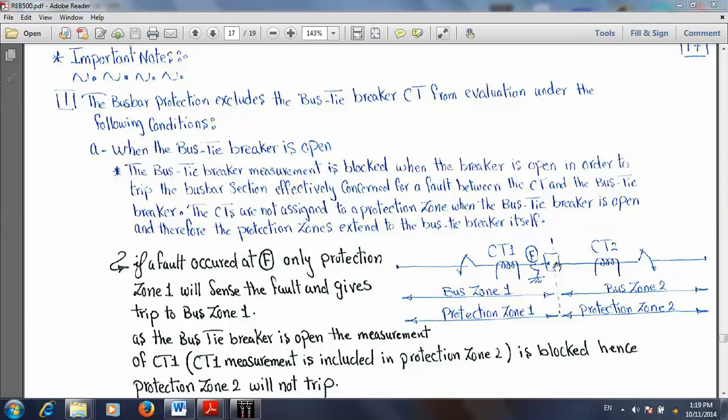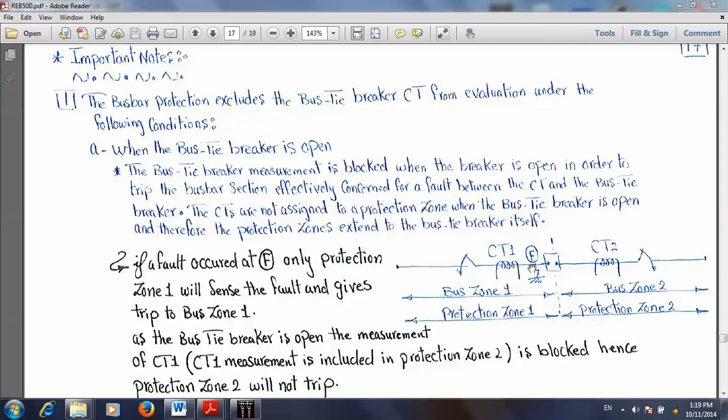Let us imagine now that the CT measurements to be included in the measuring system only depend on the disconnector status and it doesn't depend on the circuit breaker status. So in this case, bus zone 1 is starting from here up to the circuit breaker. Bus zone 2 also starts from here up to the circuit breaker. But protection zone 1 will start from here up to CT2. And protection zone 2 starts from here, from CT1 up to here, to make overlapping.